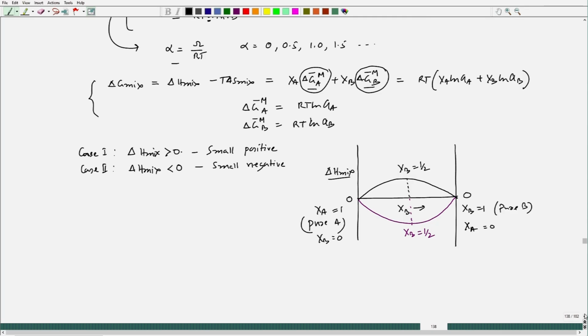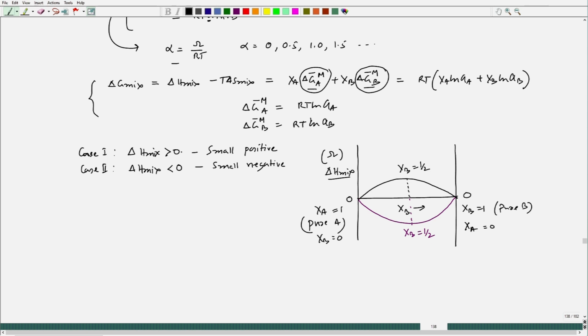Now, we can also say that it can be like omega, which can have a small positive or small negative value, because that is nothing but omega x a x b.